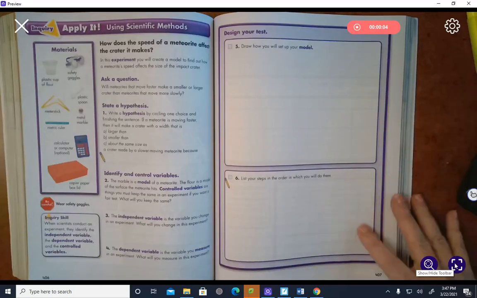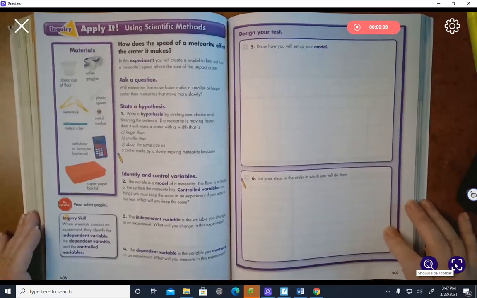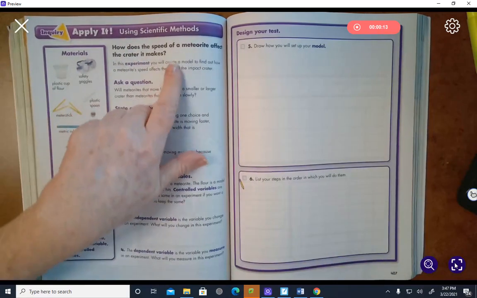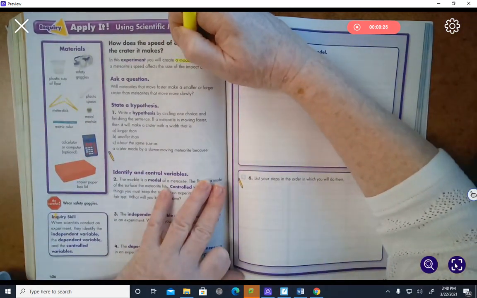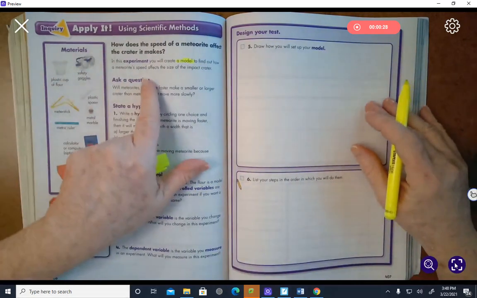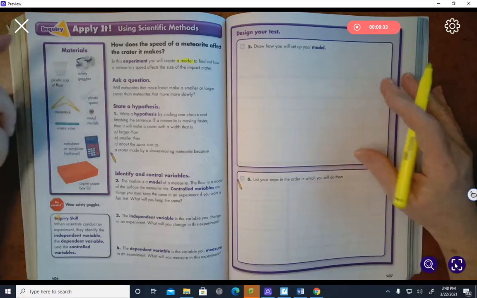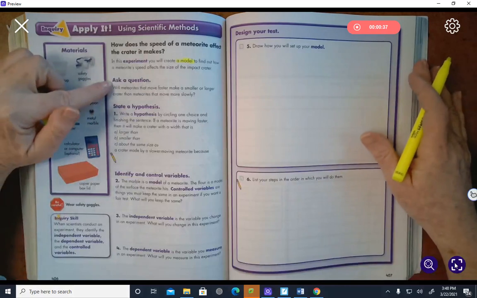Hello, fifth graders. We're going to conduct an inquiry using the scientific method and answer the question, how does the speed of a meteorite affect the crater it makes? In this experiment, we're going to create a model to find out how a meteorite's speed affects the size of the impact crater. Every scientific experiment or use of the method begins with a question.